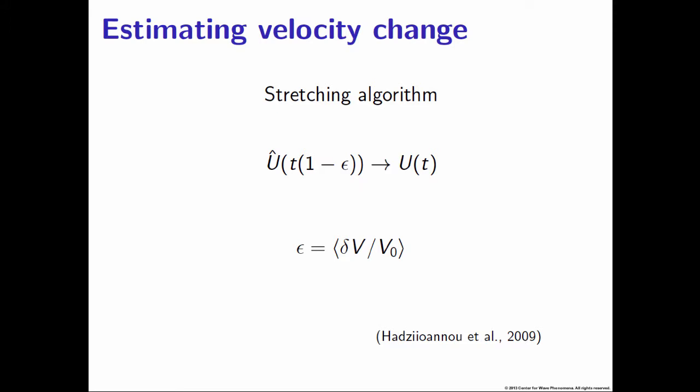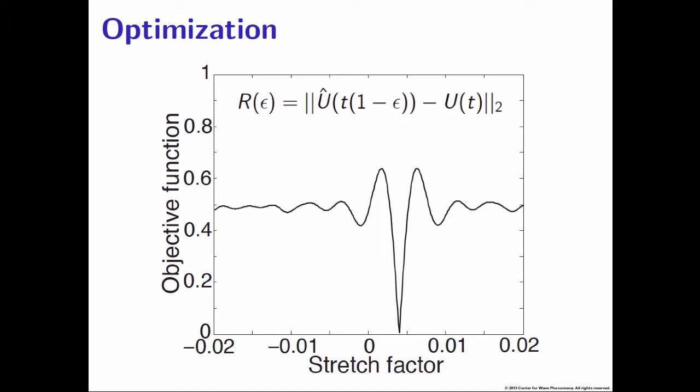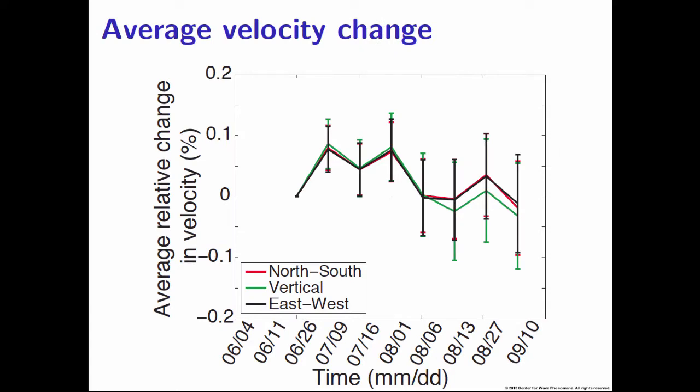To estimate the optimal velocity change present in our time-lapse signal, we use an L2 norm objective function, which minimizes the misfit between a baseline signal and the time-lapse signals. You expect the optimal stretch factor to occur at the minimum of the objective function. Using this data processing scheme, we estimate the velocity changes for all the periods of time we are monitoring, and for all our monitoring stations.